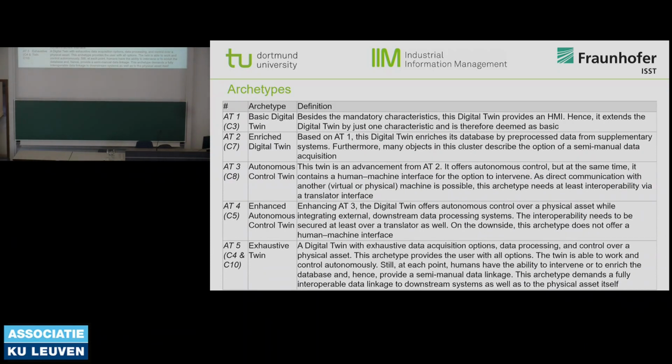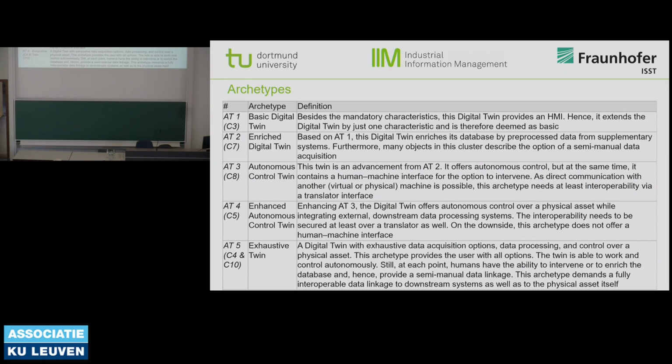The fourth archetype, represented by cluster 5, is the enhanced autonomous control twin. So it enhances archetype 3. And at this point, we are able to include downstream service systems. For example, we do have a simulation inside our digital twin, but we can yield the results from the simulation to other software products which are located downstream. They do the analyzing, they do the optimizing, they yield their results back, and the digital twin is coming up with a management strategy based on this optimized data.